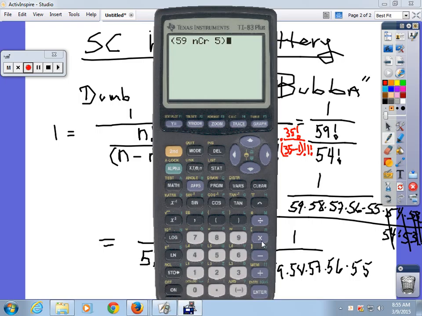Parentheses, times, parentheses, 35. Second function, math, probability, nCr. And there's your 175 million: 175,223,510.